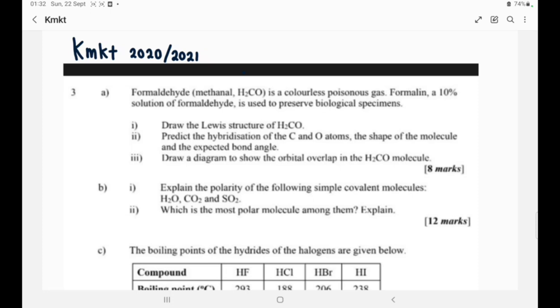4A. The question is, formaldehyde is a colorless poisonous gas. Formalin, a 10% solution of formaldehyde, is used to preserve biological specimens. (i) Draw a Lewis structure of H2CO.